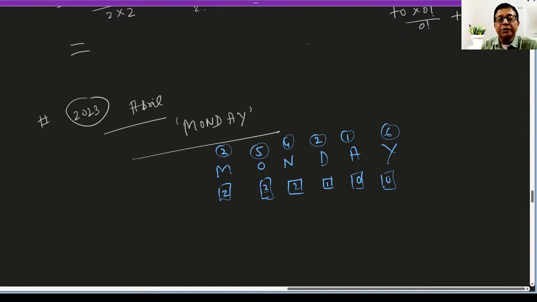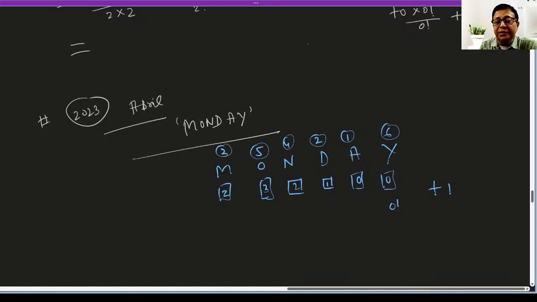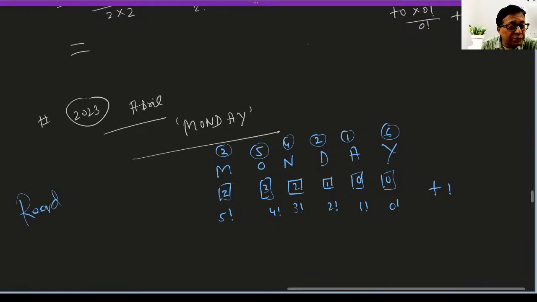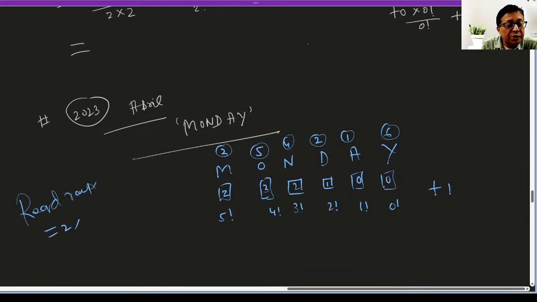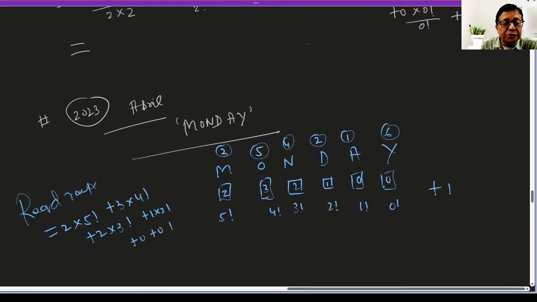Now what to do? After finding all these things, you have to start writing factorial 0 from right. Plus 1 always will be there, that I told you. Factorial 1, factorial 2, 3, 4, 5 factorial. So required rank is going to be 2 into 5 factorial, 3 into 4 factorial, 1 into 2 factorial, 0, 0 and 1.